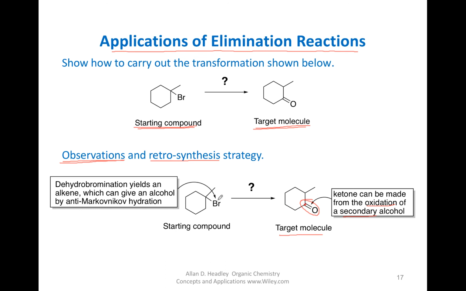Looking at the reactant, we see a good leaving group. Good leaving groups indicate to us that in the presence of base and heat, we can do an elimination reaction, a dehydrohalogenation reaction, to get an alkene. If we have an alkene, we can convert that to an alcohol using an addition reaction or hydration, in this case an anti-Markovnikov hydration. Let us look at another way of carrying out a similar analysis.